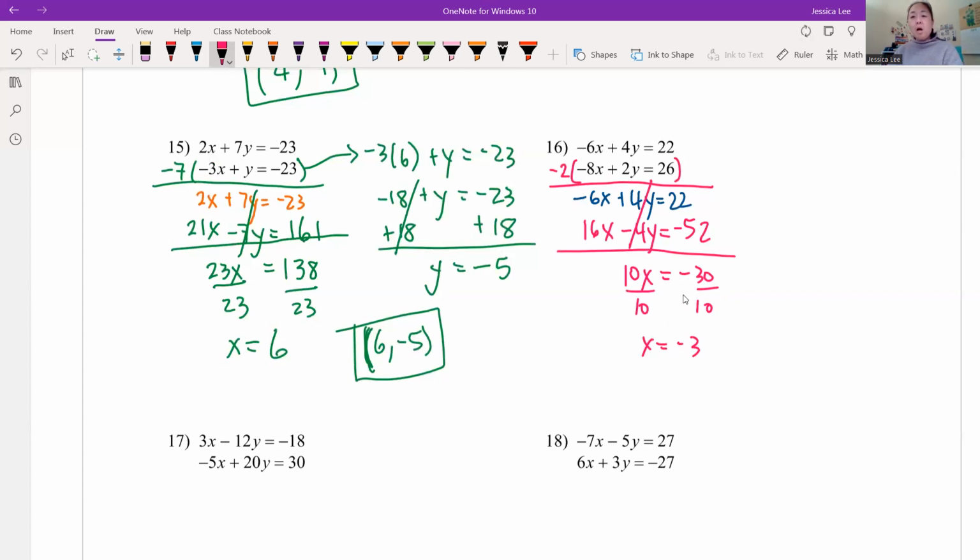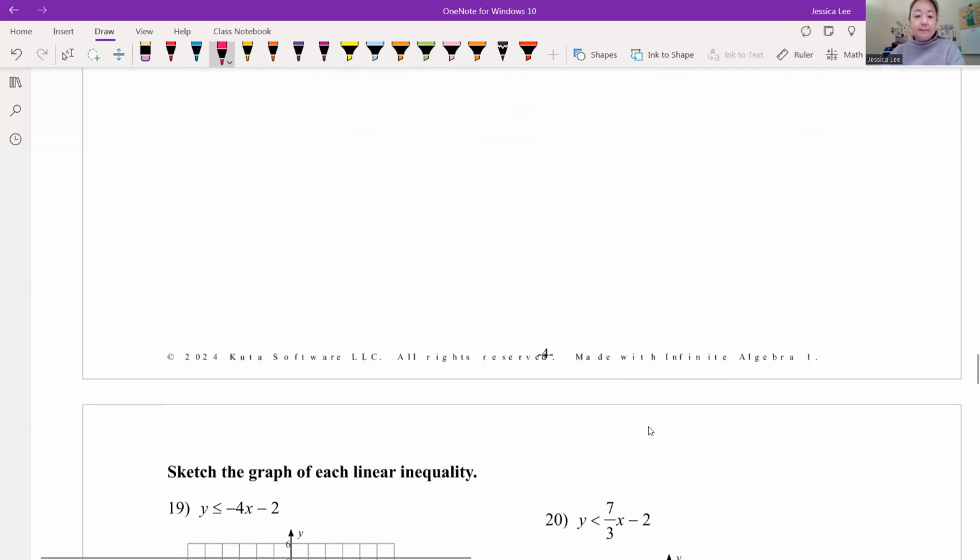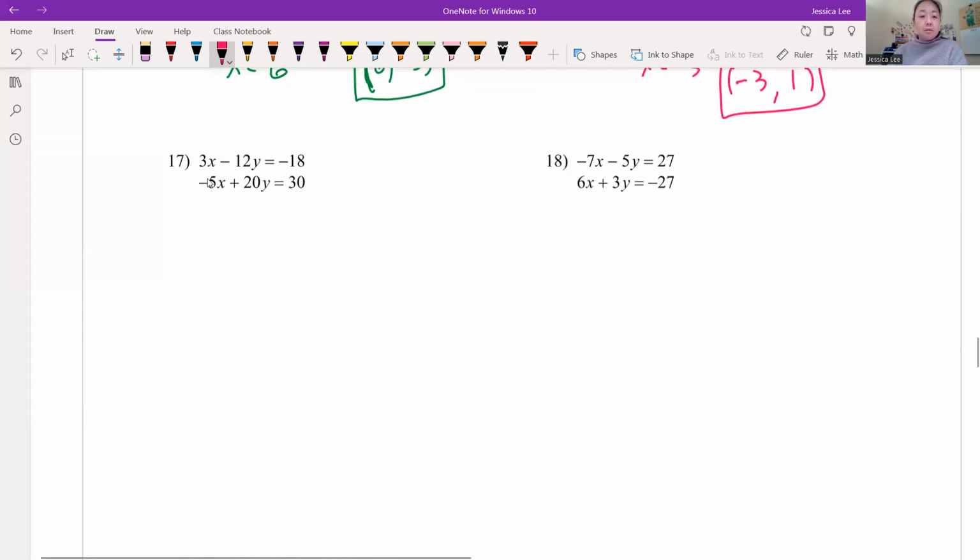Now I'm going to solve for y. I am going to use the top equation this time. I'm going to go -6 times -3 plus 4y is equal to 22. And that's going to be 18 plus 4y is equal to 22. Two-step equation, subtract 18. You get 4y is equal to 4, divided by 4, y is equal to 1. So we got -3 and 1. That's our solution. They're done. Oh, my dear. Okay, so let's.